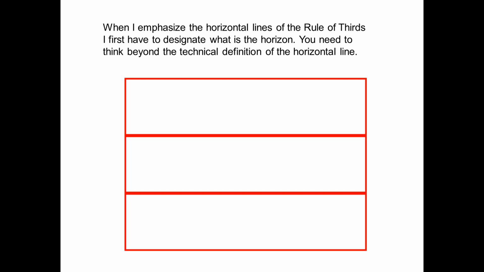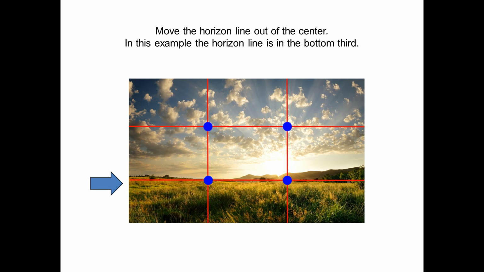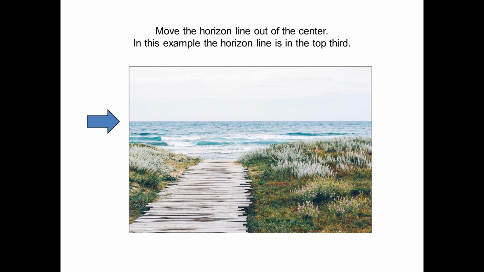So when I emphasize the horizontal lines of the rule of thirds, I first have to designate what is the horizon. You need to think beyond the technical definition of a horizon line. Move the horizon line out of the center of the picture plane. In this example, the horizon line has been moved down to the bottom third. Here's an example where the horizon line has been moved to the top third.